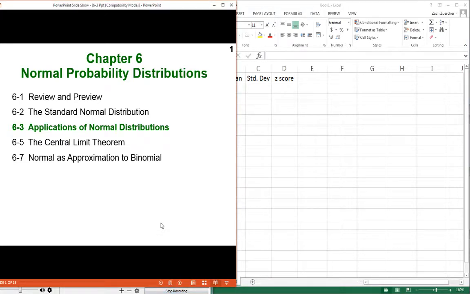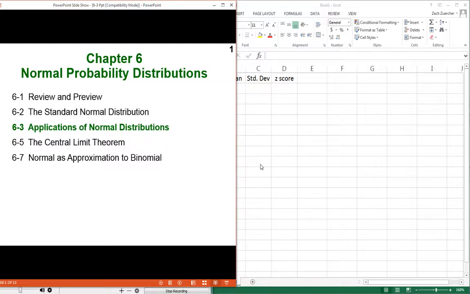In 6.3, we're going to continue what we started in 6.2. We're going to look at a couple of applications of the normal distribution and see how any data that has a normal distribution can be converted over to a standard normal distribution. And as we go through this, we've got some examples set up for you, and then we'll jump over to Excel and use Excel to answer several questions about normal distributions.